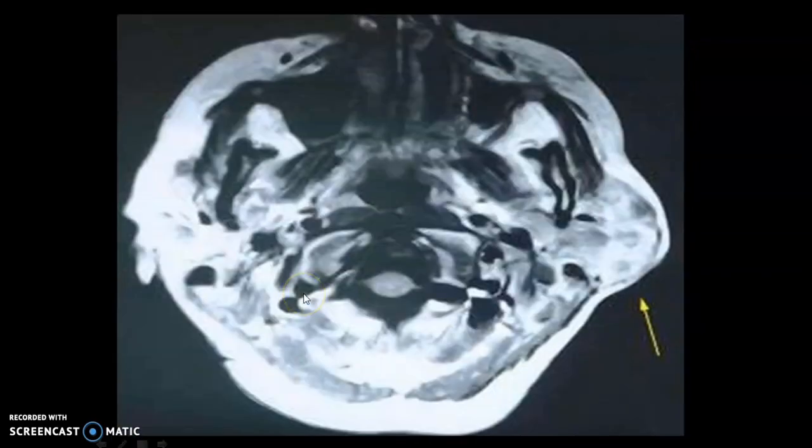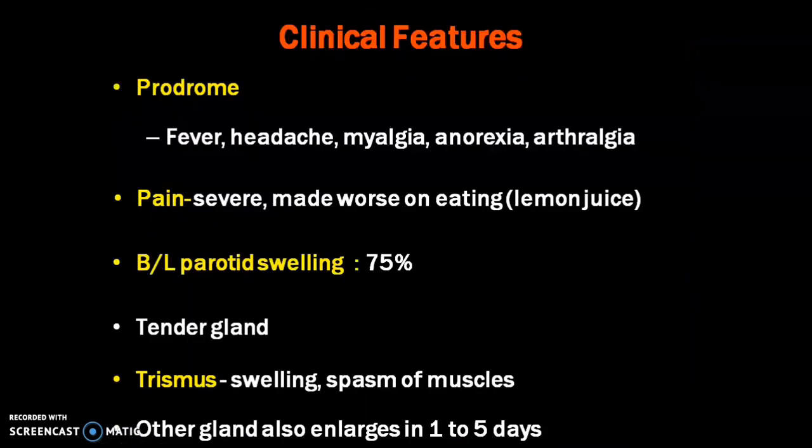This is a picture showing acute parotitis. There is a lump seen in the inferior parotid gland region. This is the lump showing. So what are the clinical features? Prodromal symptoms like fever, headache, myalgia, anorexia and arthralgia can be there, but the pain is very severe and is made worse on eating, especially citrus types of food. Bilateral parotid swelling may be present in 75% of the cases. The gland is tender and trismus can be present, due to spasm of the muscle. Other glands also enlarge in 1 to 5 days.